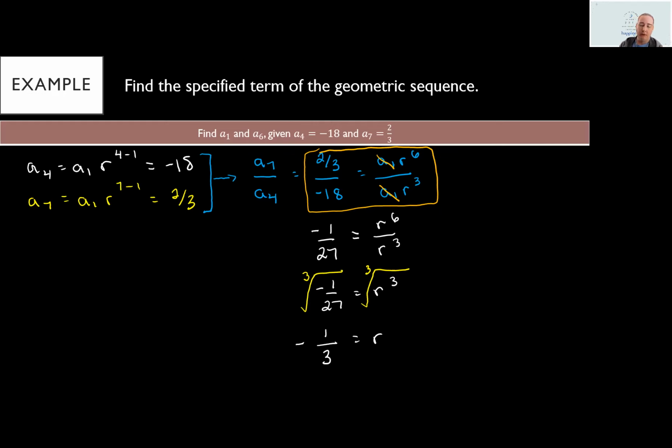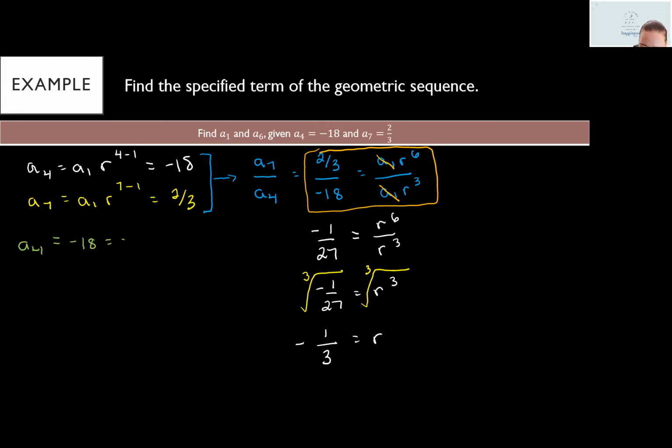So even if you are given two terms of the sequence and they're not consecutive, you can still find out what R is. You just have to do this little sneaky thing with the formulas. So now that we know what R is, we can plug that in to figure out what A1 is, because we also need A1 and A6. So let's just take the one without the fraction. That might be the easiest. So I'm going to take my R now and plug it into my formula A4. So A4 is -18.